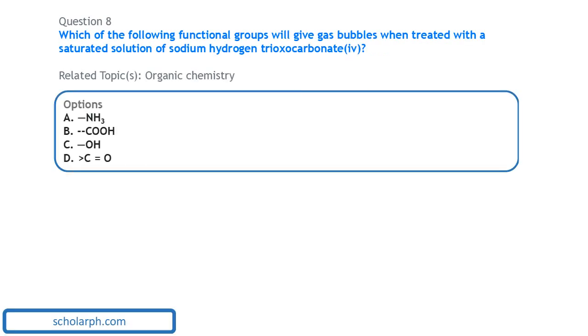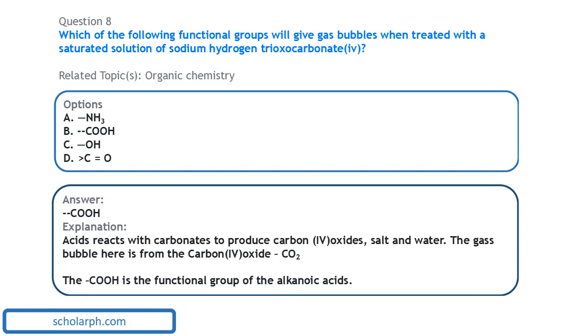Which of the following functional groups will give gas bubbles when treated with a saturated solution of sodium hydrogen trioxocarbonate(IV)? That is the functional group of the alkanoic acid.